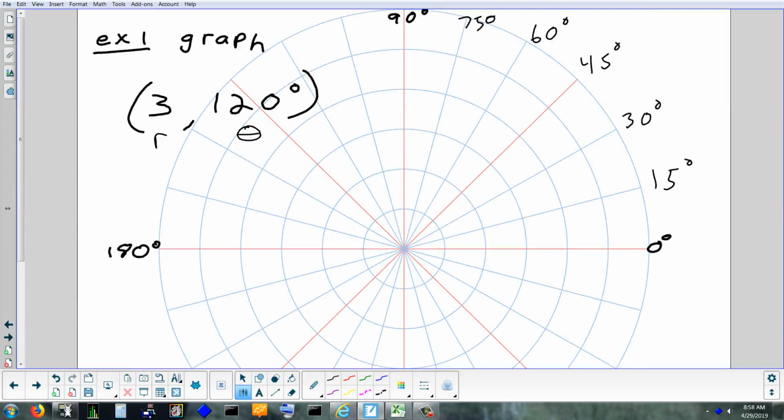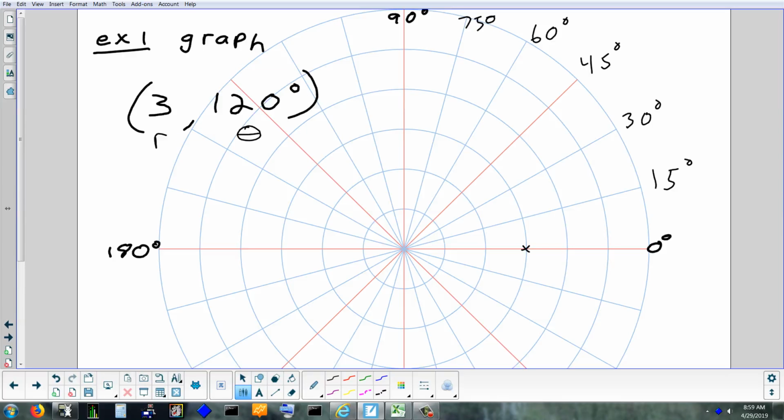All right. So Aiden, what kind of number is R? Positive or negative? Positive. And do you remember what we do if R is positive? I know I'm going to move 3 units, but do you remember which way? To the left or to the right? To the right. Just like an x coordinate. If it's positive, you go right. So 1, 2, 3. Now I'm going to erase that little mark I put. That's just a temporary mark to remember. I'm going to start from there now, and now I'm going to go 120 degrees from that mark.